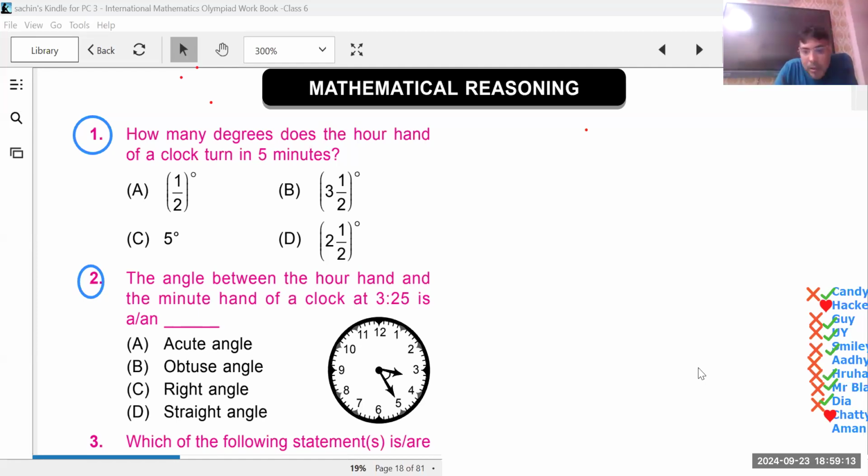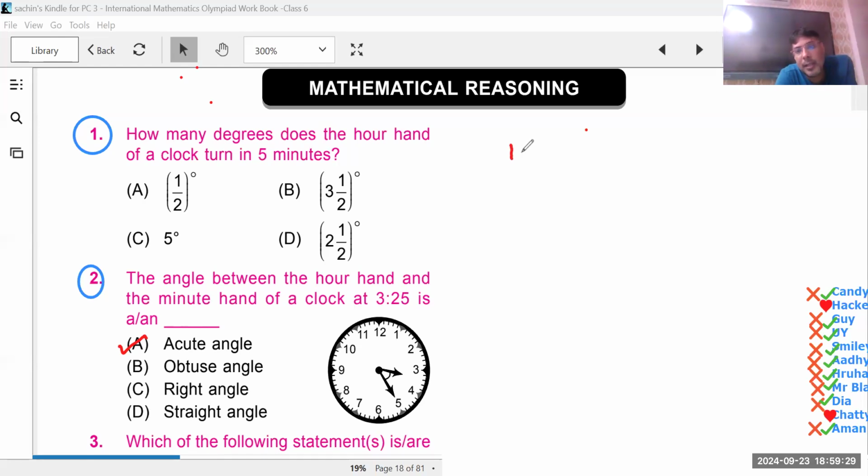Second answer is what? Obviously, everyone got it right. But because they have drawn the diagram also, it is an acute angle, correct? Now, first question, guys. How many degrees does the hour hand of a clock turn in 5 minutes?